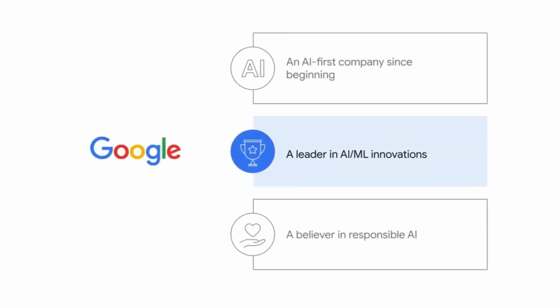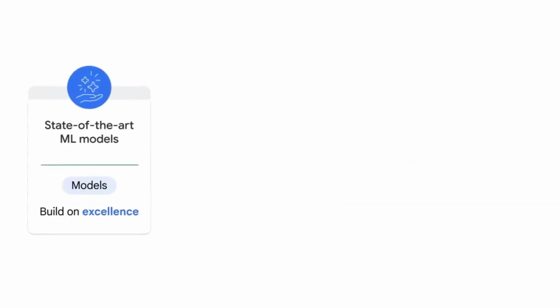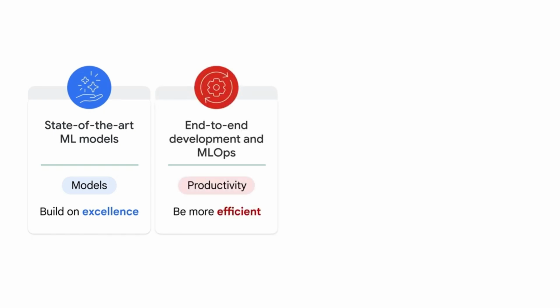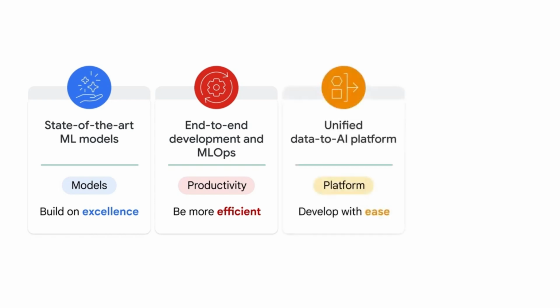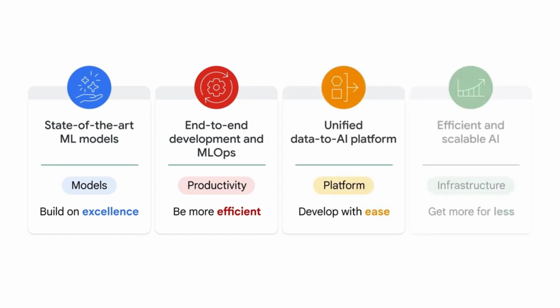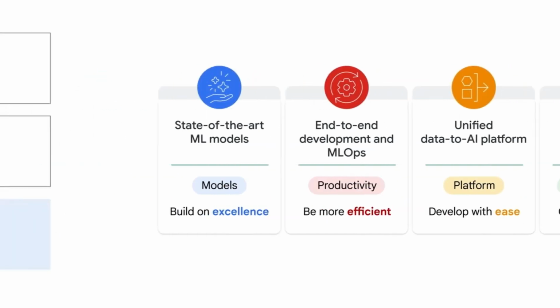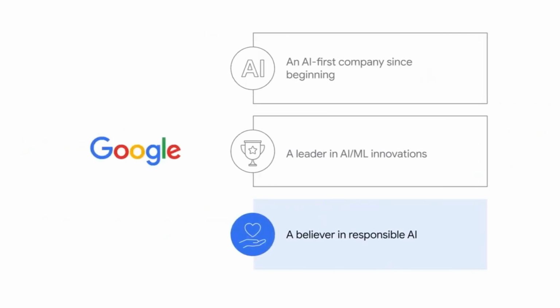Google is a leader in AI and ML innovations. Here are 4 major reasons. The ML development platform is empowered by Google's state-of-the-art ML models, so you build on excellence. Google provides an end-to-end development platform to convert an ML model from experiment to production, so you can be more efficient. Google provides a unified data to AI platform, so you can develop data and AI projects with ease. Like Google Cloud itself, AI services are based on an efficient and scalable infrastructure, so you can get more for less.